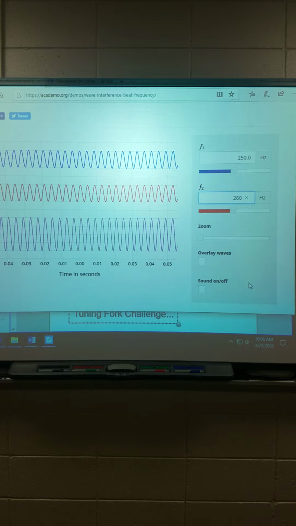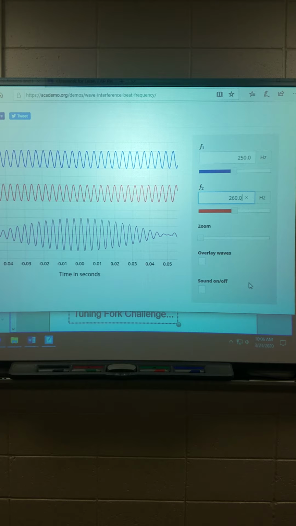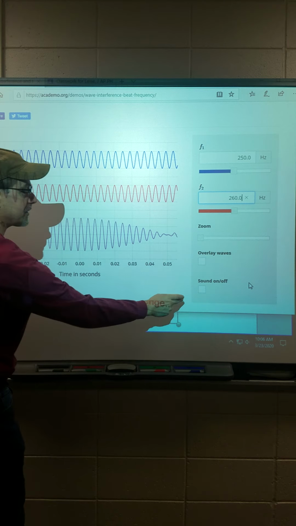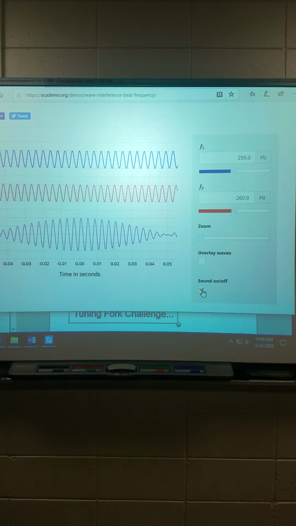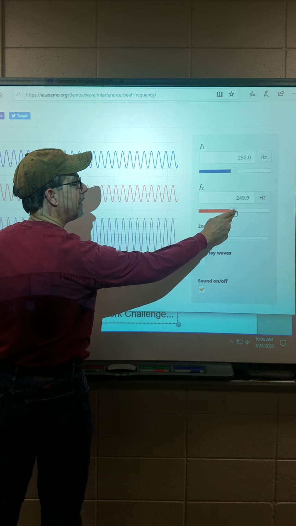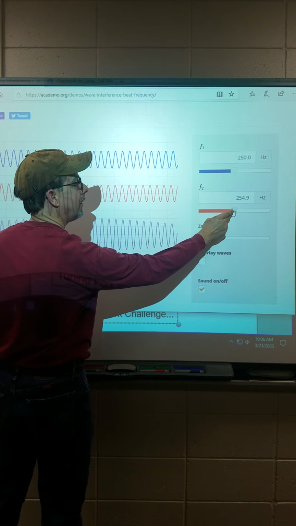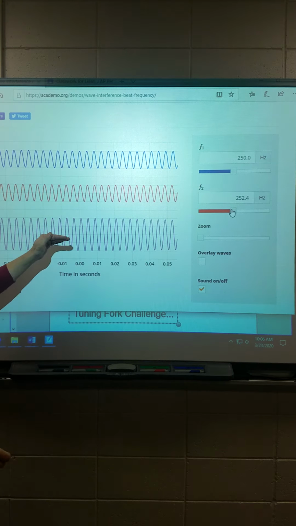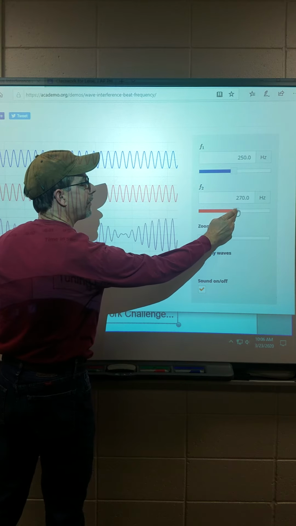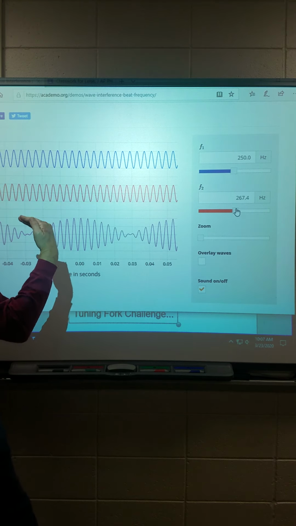you're going to hear and see areas of constructive interference and destructive interference. What does it sound like? Hopefully you can hear that wobbling sound. That's because we're hearing it 10 times per second. The closer these get to each other, now we should be hearing one every 2.5 seconds. The further off we get, the more wobbles we're going to get.